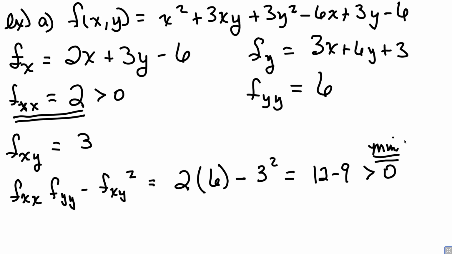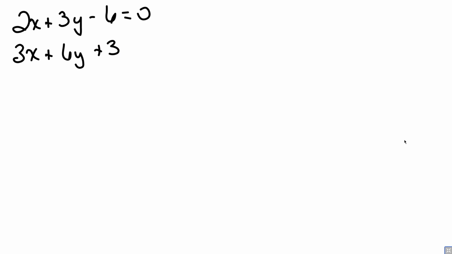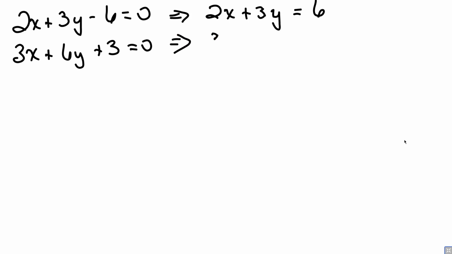So now what we're going to do is find where that point is. In order to do that, we set the partial in respect to x and the partial in respect to y equal to 0. So we have 2x plus 3y minus 6 equals 0, and 3x plus 6y plus 3 equals 0. Essentially, we're going to solve this system. The first one I'm going to rewrite as 2x plus 3y equals 6. The second one I'm going to rewrite as 3x plus 6y equals negative 3.